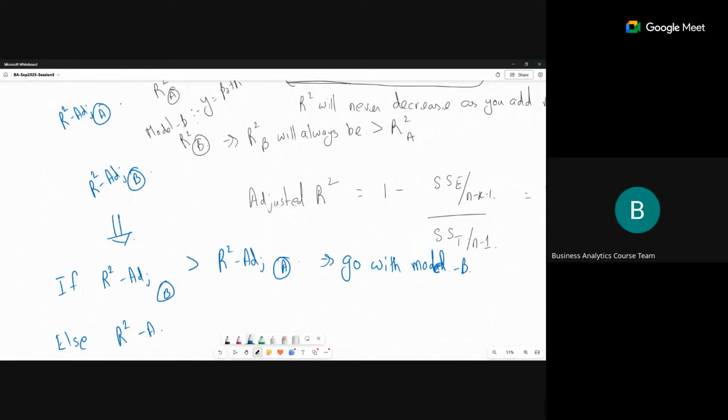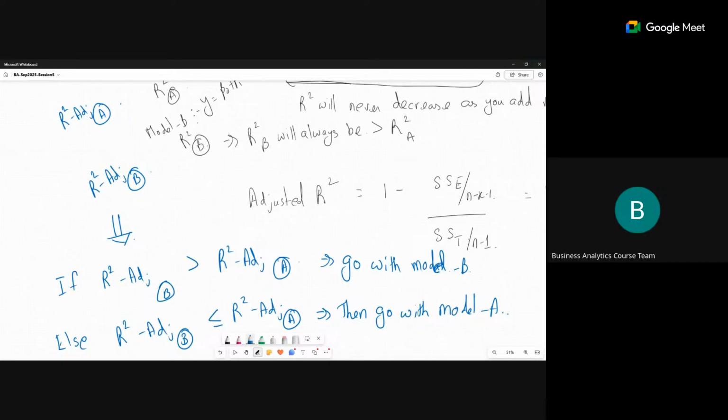Else, if R squared adjusted for model B is less than or equal to R squared adjusted for model A, then go with model A, because the simpler model is the better model. You are not getting any significant impact. Model A and model B are almost the same, or model B is worse than model A. In both cases, go with model A, which is simpler.